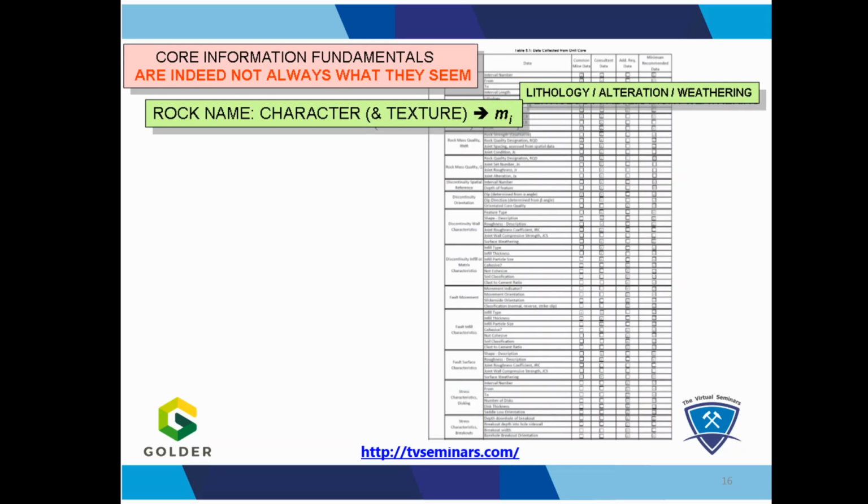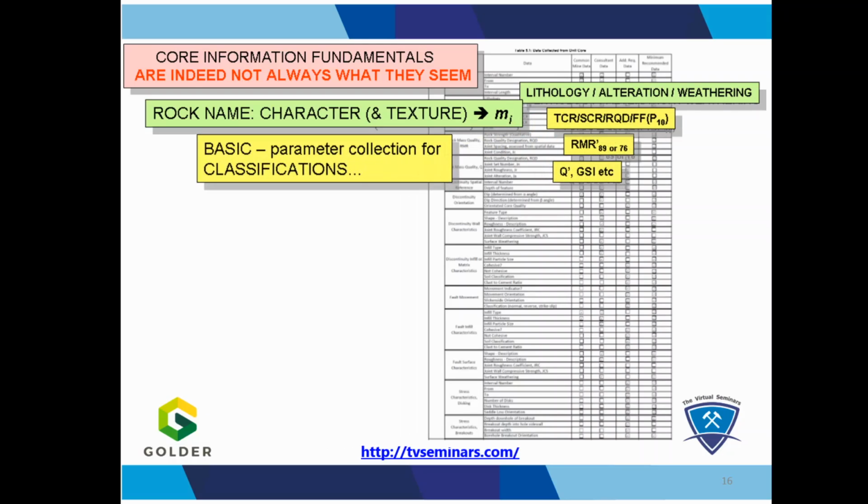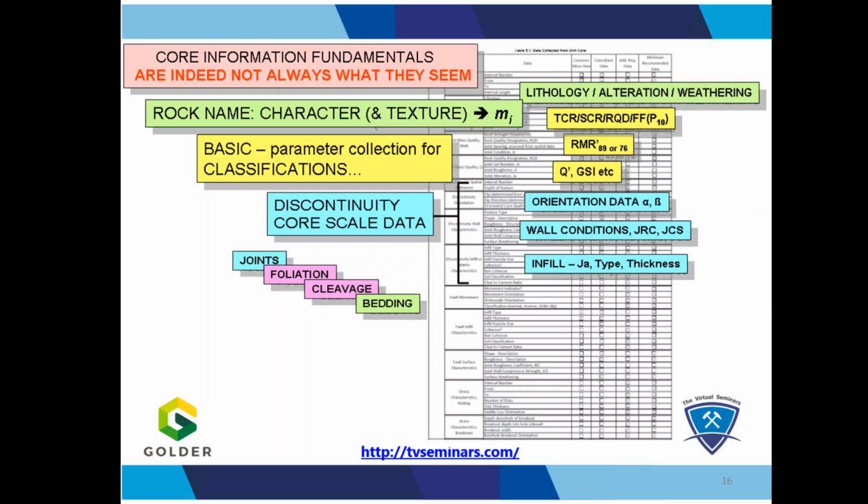The character and texture of a rock needs to be described. These control MI. Lithology, alteration, and weathering all need to be understood so we know whether we're dealing with something fresh or altered. The parameter descriptions, we can't get more than the basic data from our core logging.